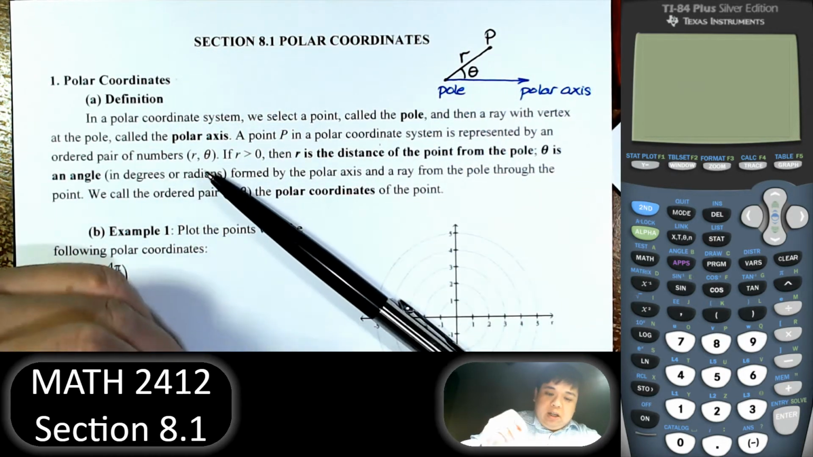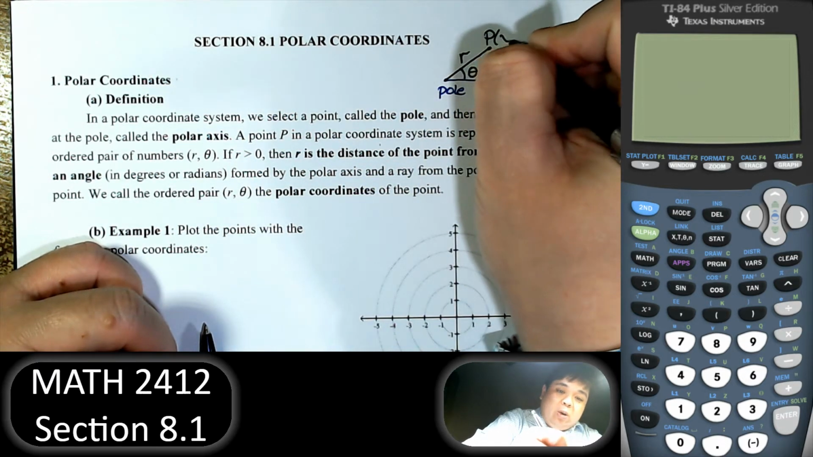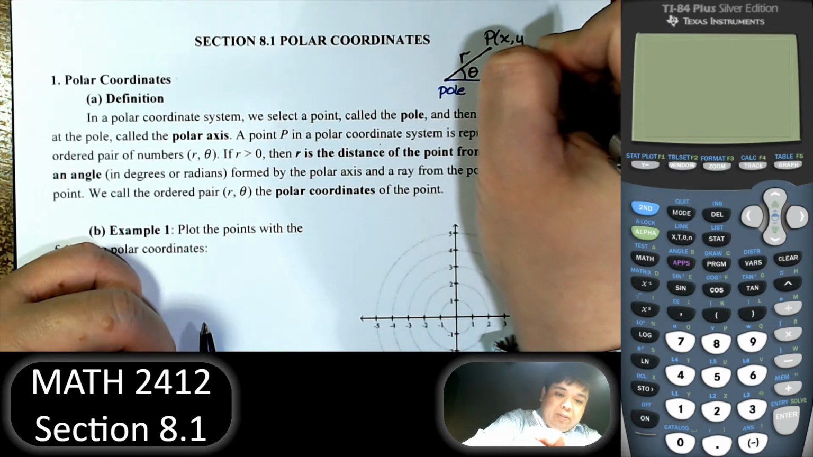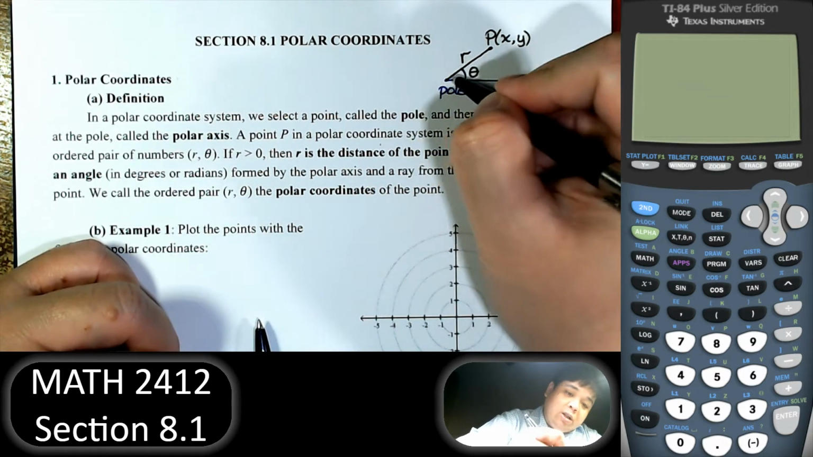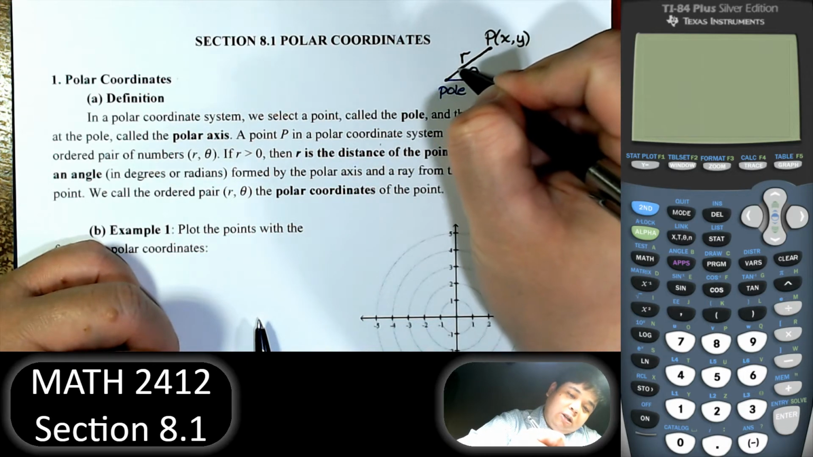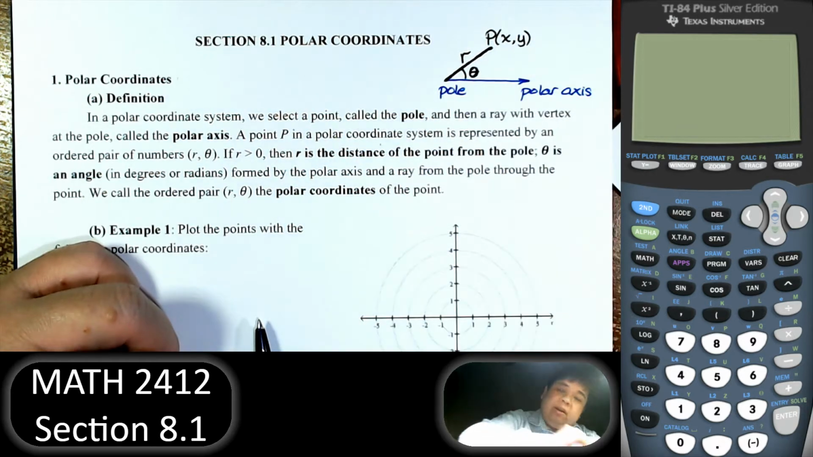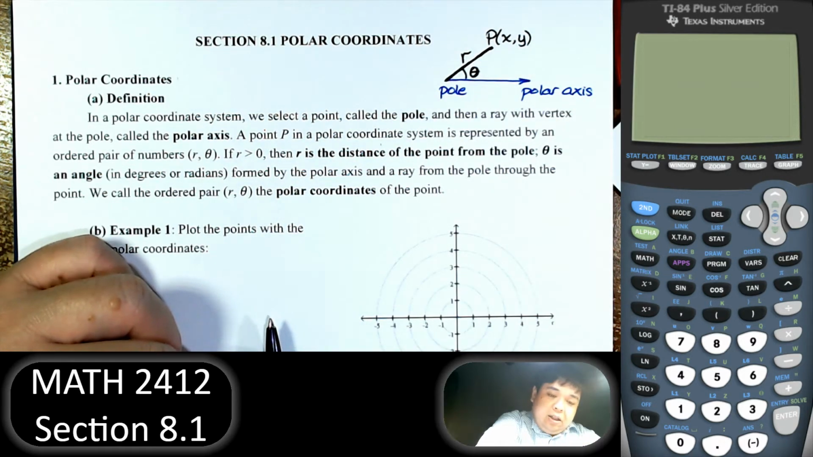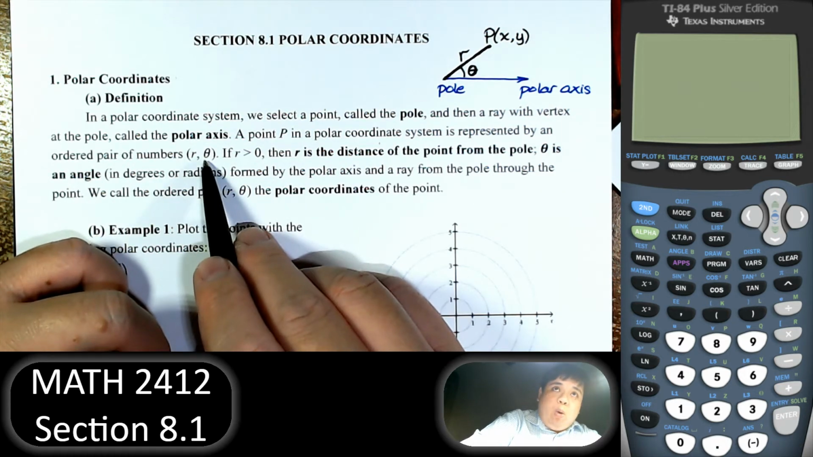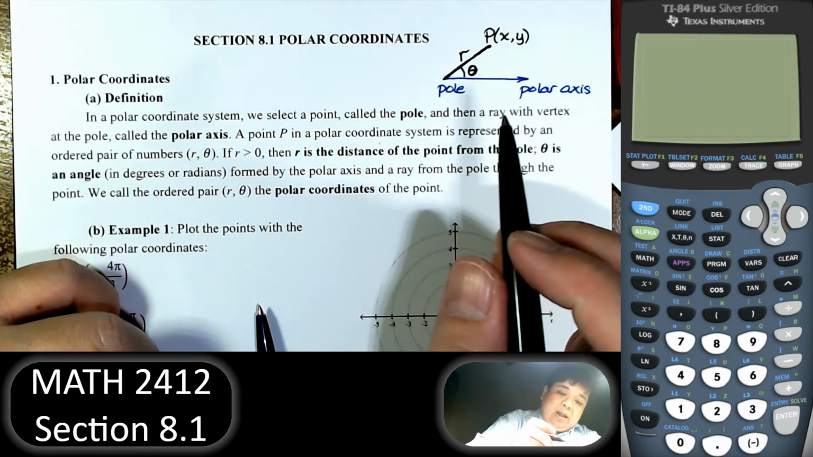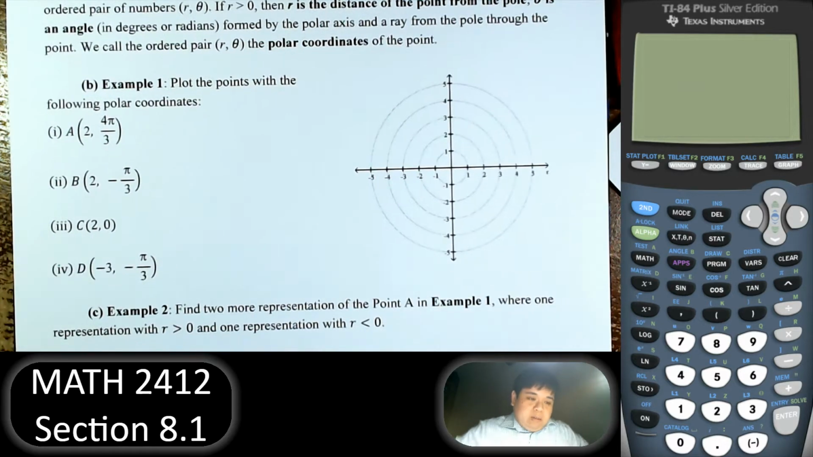So originally this point in the rectangular coordinate or Cartesian coordinate has x and y. Now instead of using x and y as coordinates, we can use r and theta. And that pair is called the polar coordinates of the point P. Let's look at some examples here.